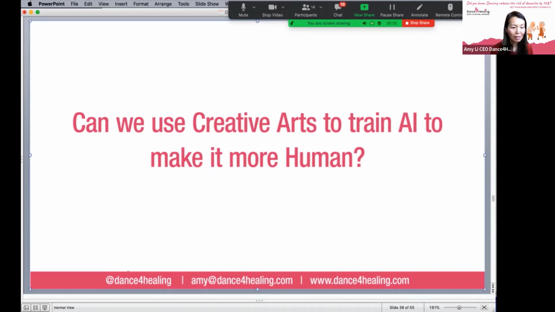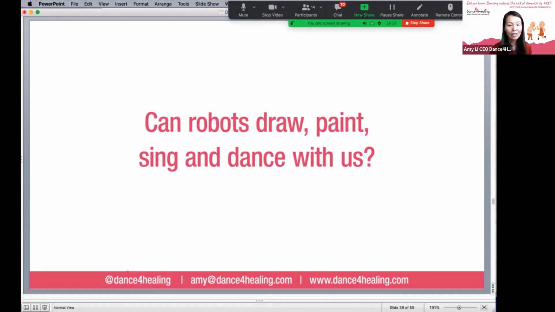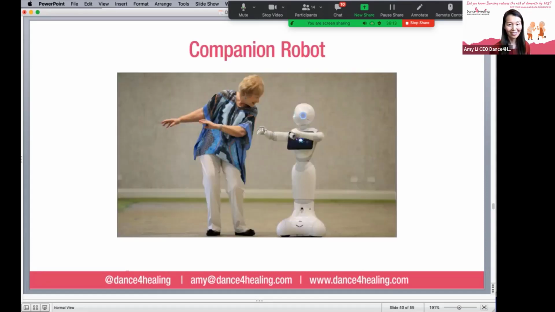Oops. Getting a little challenging with my navigation here today. Oh, there you go. And can the robot draw, paint, sing, and dance with us? Check that out, right? This robot certainly makes his grandma very happy.